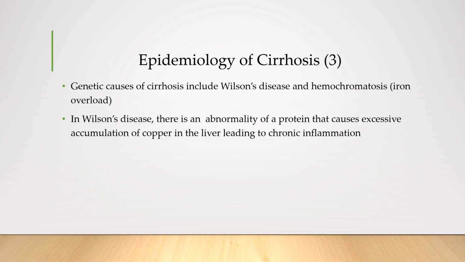Genetic causes of cirrhosis will include something called Wilson's disease and hemochromatosis, and we know this to be iron overload. In Wilson's disease, there is an abnormality of a protein that will cause excessive accumulation of copper in the liver, leading to chronic inflammation.